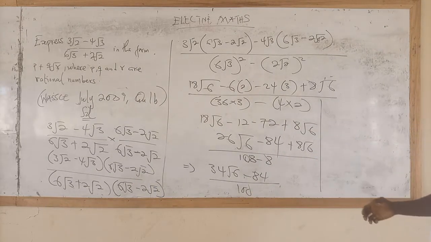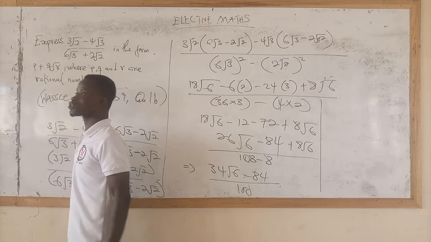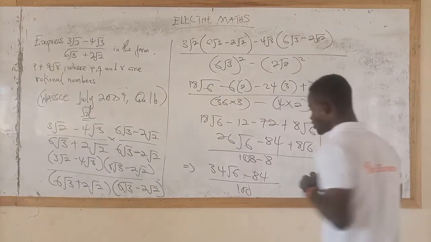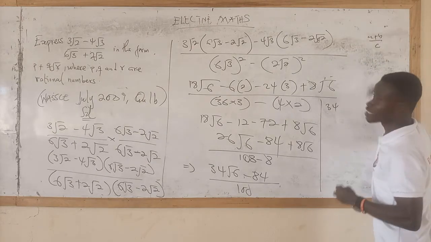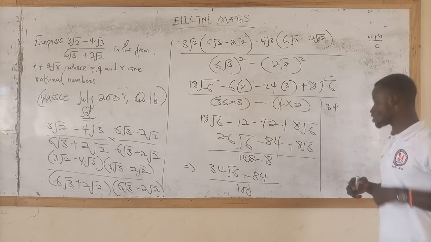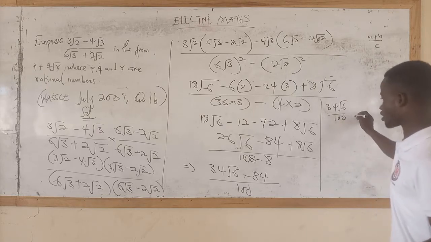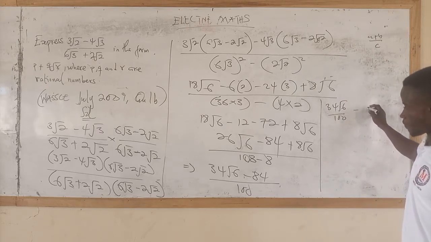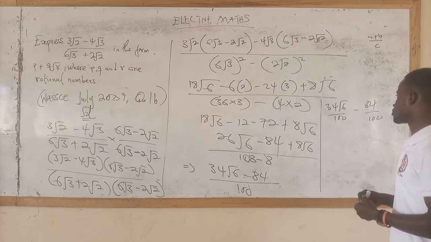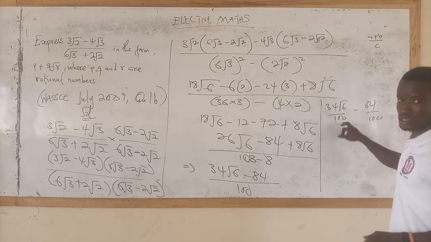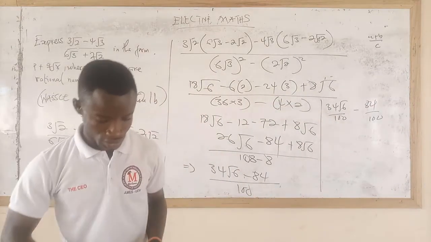So we are almost there, but we are not there. The question says we have to express this in the form p plus q square root of r. We are not there. So when you get to this part, if you have A plus B all over C, it's the same as A over C plus B over C. So this should be 34 square root of 6 over 100 minus 84 over 100. So this can be reduced. You can reduce this.